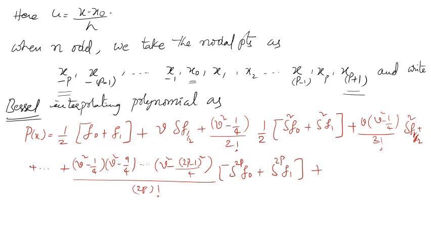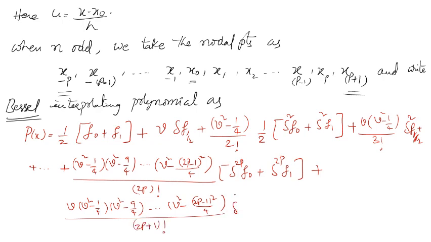And the odd term becomes v into v square minus 1 by 4, v square minus 9 by 4, and so on, v square minus 2p minus 1 whole square by 4, whole by 2p plus 1 factorial. You will get delta power 2p plus 1 f 1 by 2. This is Bessel's interpolating polynomial, where v is u minus 1 by 2, and u is x minus x naught by h. Remember this. Okay. These are the interpolating polynomials using central differences.